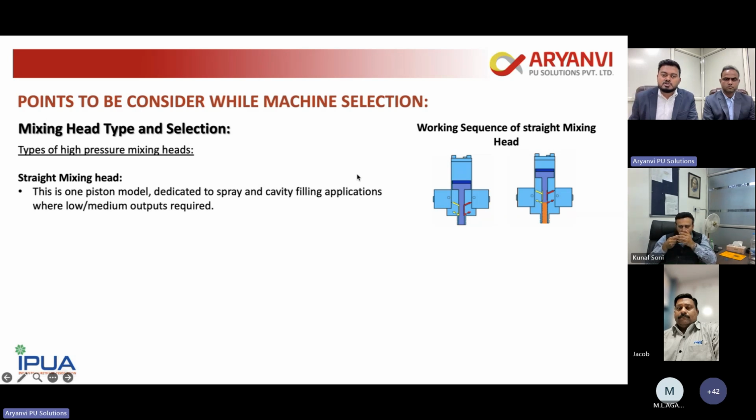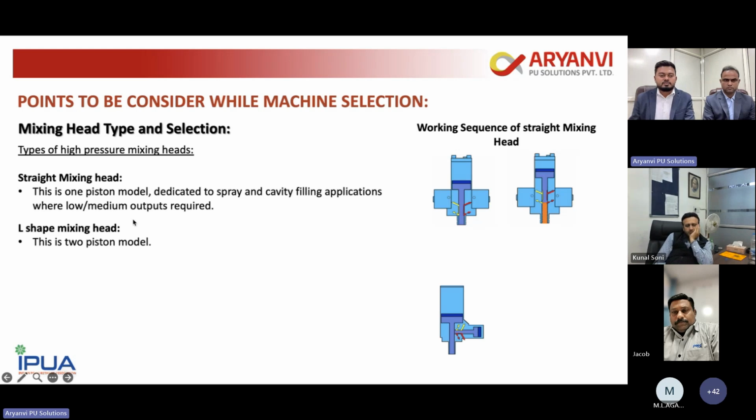When the piston is open, it creates a space to move the polyol and isocyanate through the injectors, and because of the high pressure, it creates impingement mixing and turbulence that mixes the polyol and isocyanate. The L type mixing head works in a similar way. As I told you, it has a two piston concept.